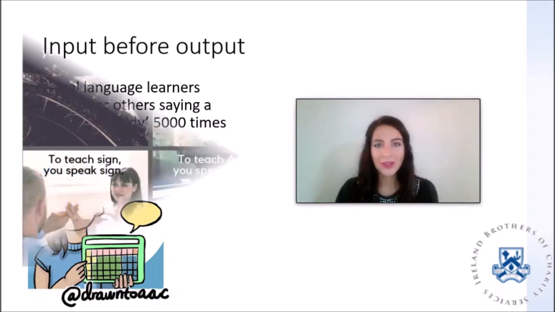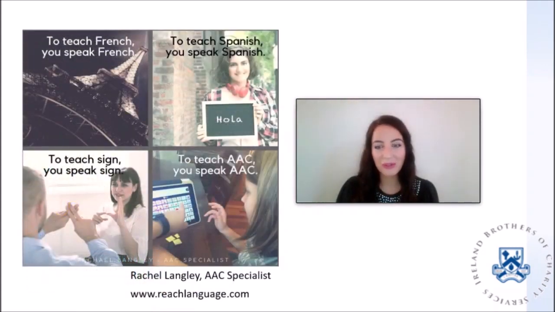So just to sum up, I love this visual from Rachel Langley, who's an AAC specialist, because it really helped me to understand aided language input. So if you wanted to learn French, you would go to a French class. The teacher would probably speak French to you. The teacher probably wouldn't speak in long sentences. They would just use short, simple sentences. They would make sure to use a slow rate of speech with lots of pauses. They'd emphasize the really important words. And it's the same for aided language input with our AAC users. So if we want them to use AAC, we need to speak their language by using aided language input on their AAC system.